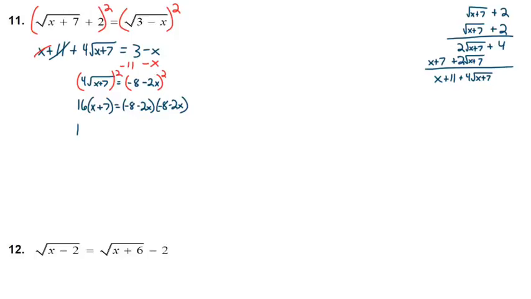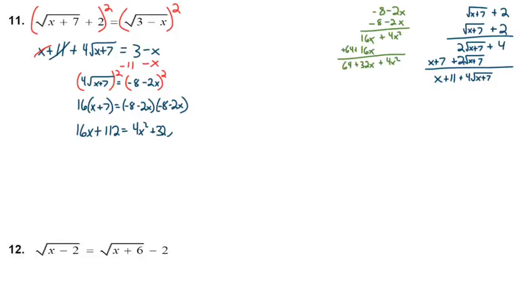So that's 16x plus 112. And on the right-hand side, we have to go off to the side and do this again. We've got negative 8 minus 2x and negative 8 minus 2x. So that is 4x squared. Negative 2 times 8, that's 16x, and another 16x. Negative 8 times negative 8 is positive 64. So I've got 4x squared plus 32x plus 64. I'll just write it over here in standard form, put it all in the right order.